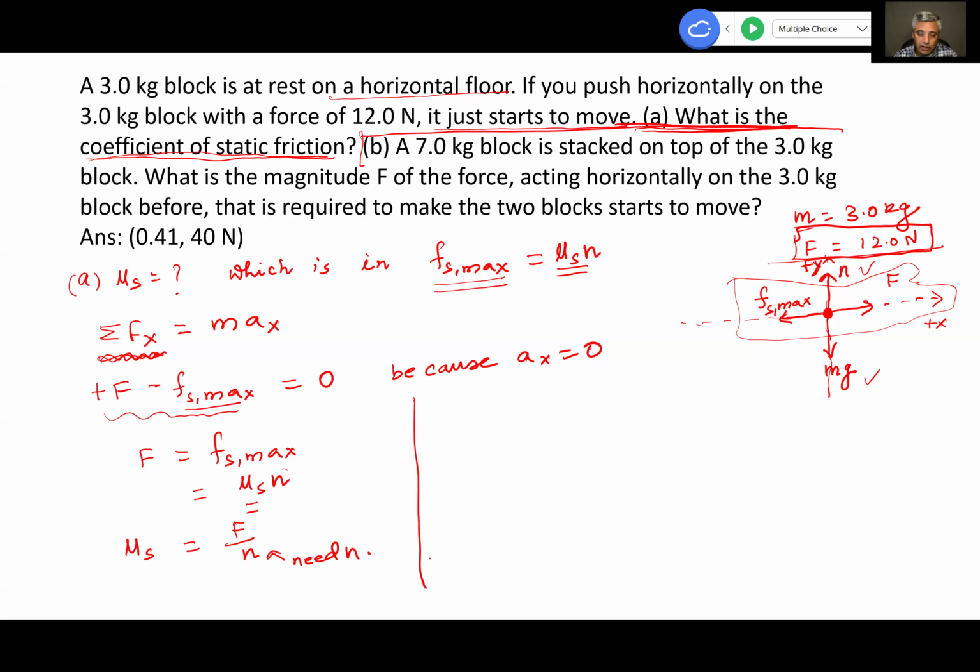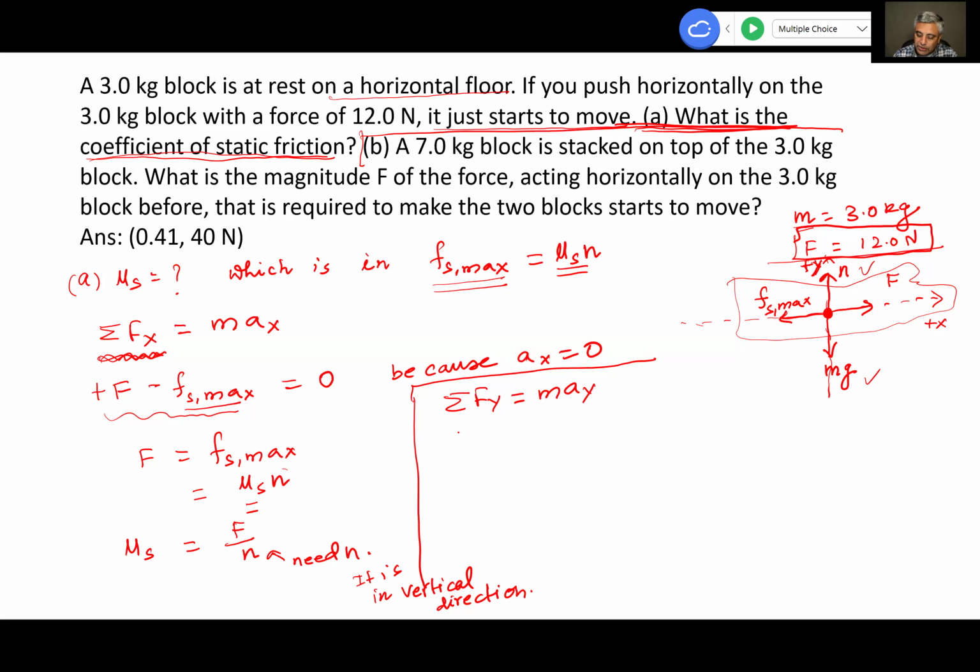So we need N. So to find N, what do we do? N is a force, normal force. So to find a force, we need to look at the free body diagram. So when we look at the free body diagram, what do you see? It is right there in vertical direction. So that means we need to write an equation in the vertical direction. In other words, I need to complete this equation.